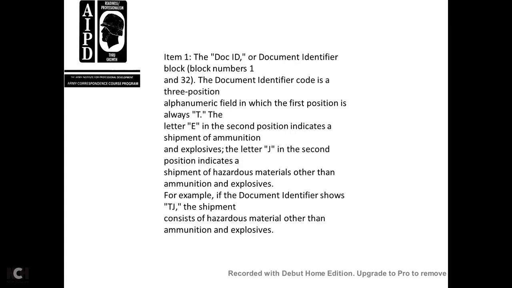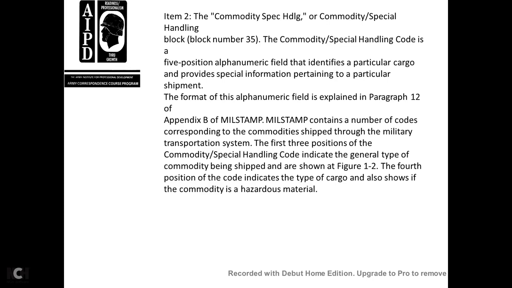Item 1, the document ID, or document identifier block, with the document identifier code, a three-position alphanumeric field. The first position is always T. The letter E in the second position indicates the shipment of ammunition and explosives, and the letter J in the second position indicates the shipment of hazardous material other than ammunition and explosives. For example, the document identifier TJ shows the shipment consists of hazardous material other than ammunition and explosives. Item 2, commodity special handling.